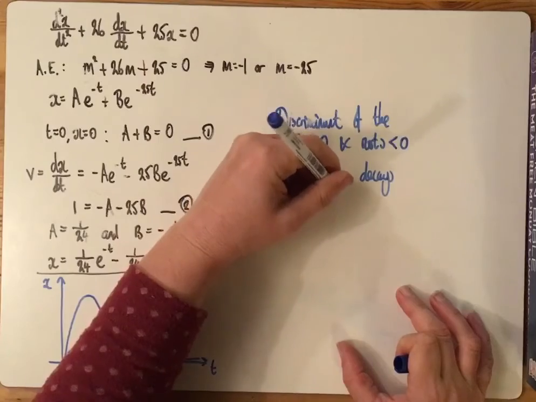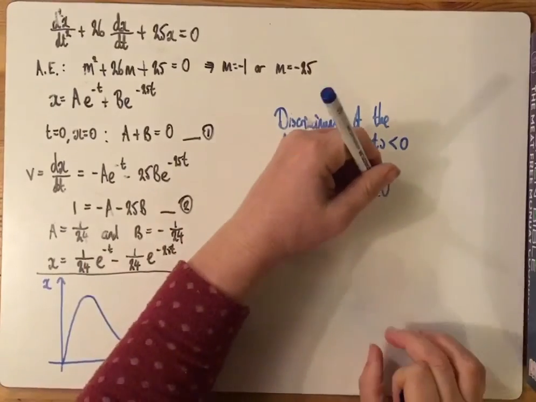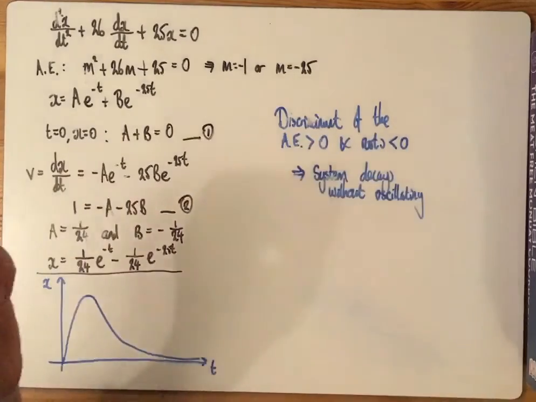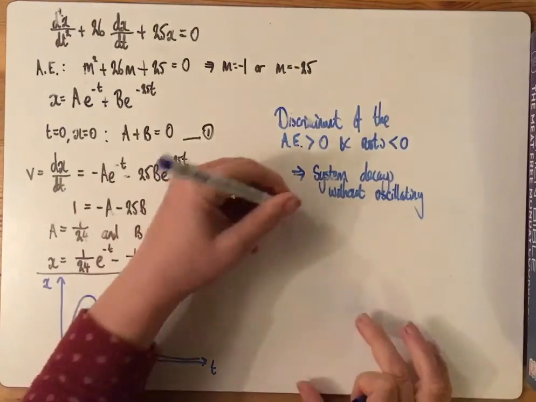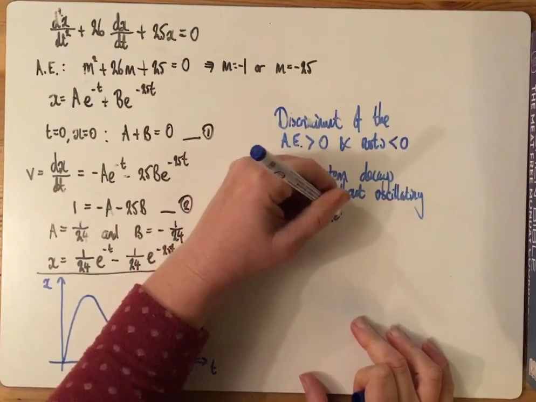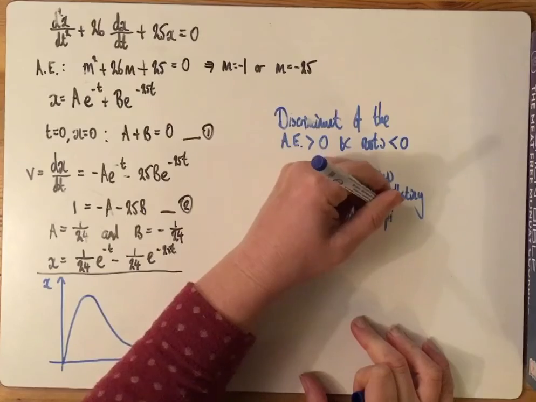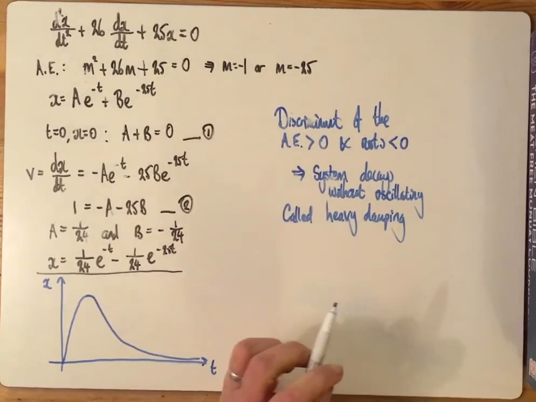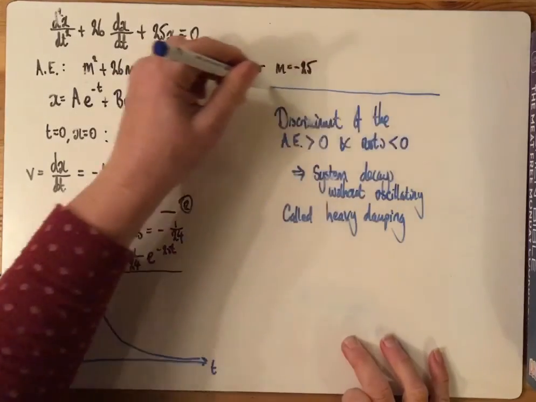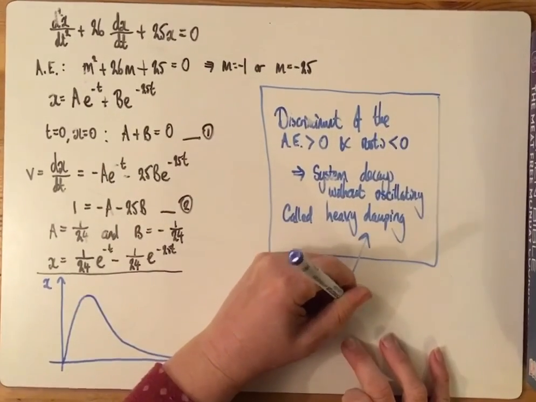I think it'd be wise to realise that this is what happens for a positive discriminant. And this is called heavy damping. It's also called over-damping. I think heavy damping is an easier one to remember, but in case you see that anywhere, you can also call it over-damping.